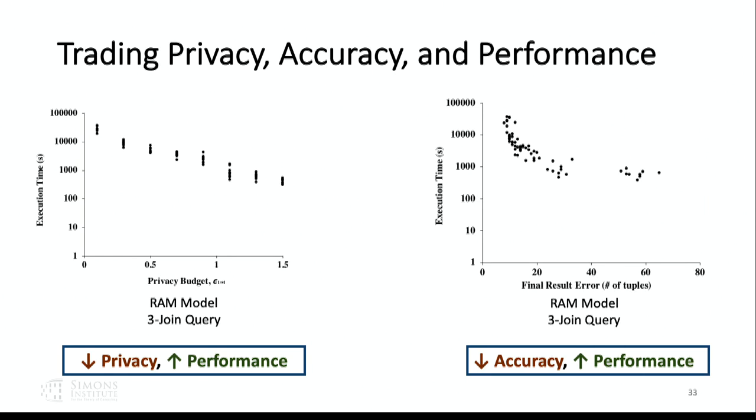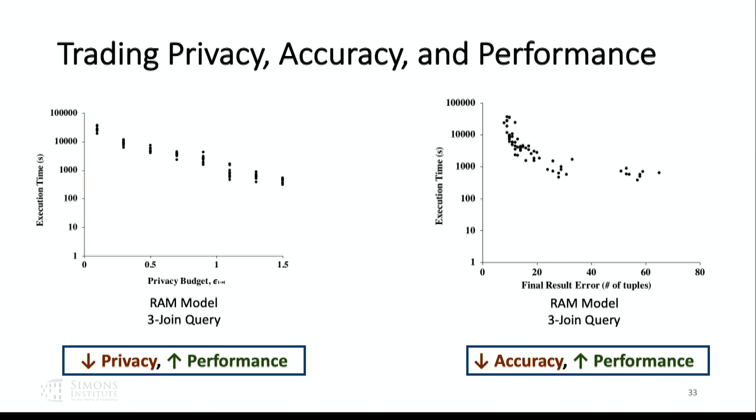The next experiments we did were to figure out the trade-offs of privacy, accuracy, and performance. The first one was, as we vary the privacy budget, how does our performance change? As you expect, as you increase the privacy budget, there's less privacy for the individuals in the database, but you're getting much better performance.